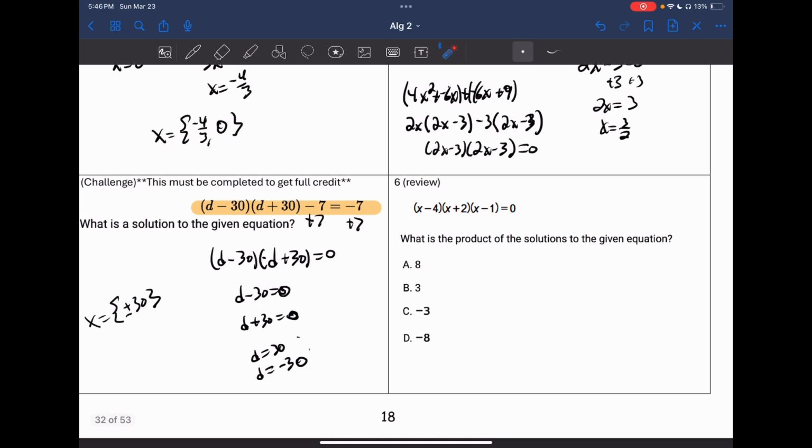Okay. What is the product of the solutions to the given equation? Yeah, so here we can read the solutions pretty straightforwardly. Remember, this will multiply to 0 when any one of the three factors itself is 0. So x minus 4 is equal to 0 when x is equal to 4. x plus 2 is equal to 0 when x is equal to negative 2. And x minus 1 is equal to 0 when x is equal to 1.